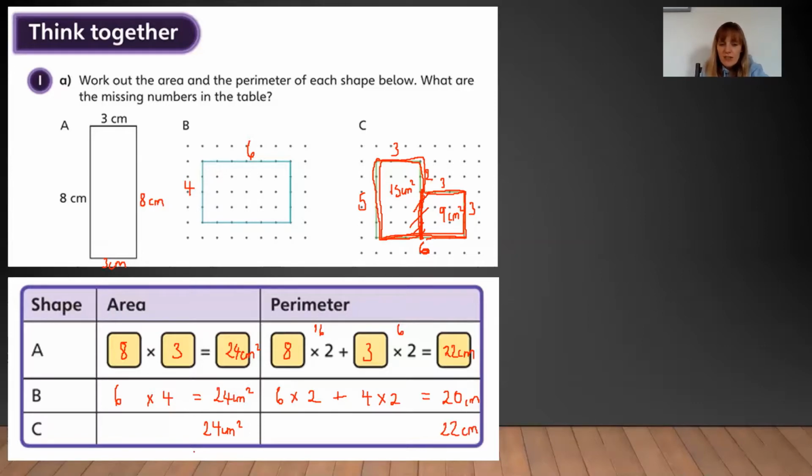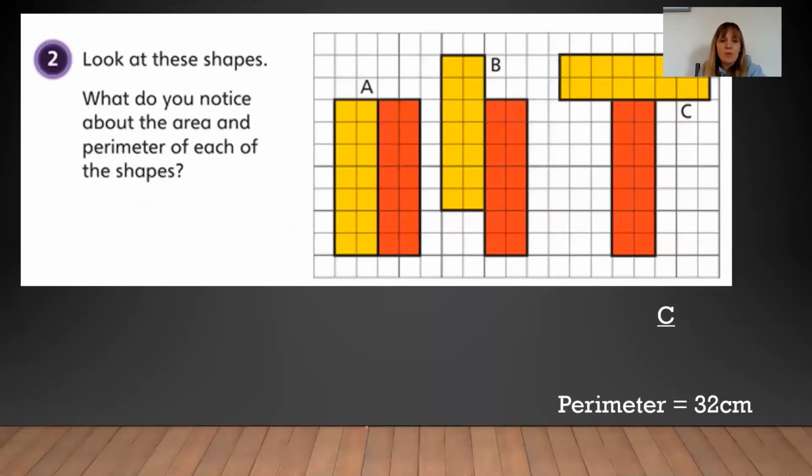So can you see actually in these cases, none of them have a perimeter and an area that is the same. Their perimeters are always different to the area. And these shapes, even though they all have the same area, they all have a different perimeter, a different total to all the outside edges. Now, what about this one? Look at these shapes. What do you notice about the area and perimeter of each of these shapes?